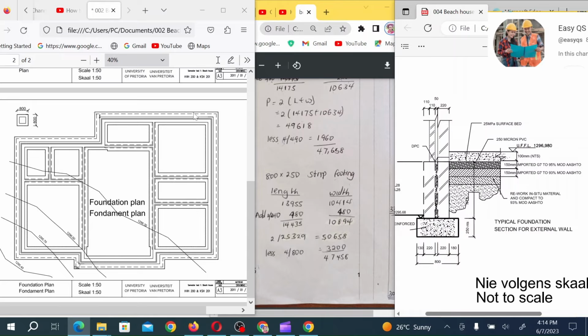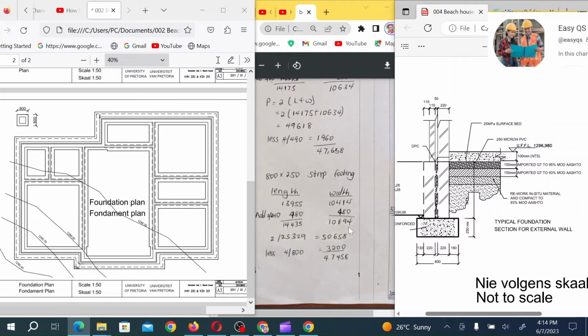Alright, so how do we calculate the center line? The external dimensions is 13,955, the width 10,4, and 4. So we shall take this one plus 2 times 240, we get 480. So this one plus this one, we shall get 14,435. Then we shall take this one plus 480, we get this one.